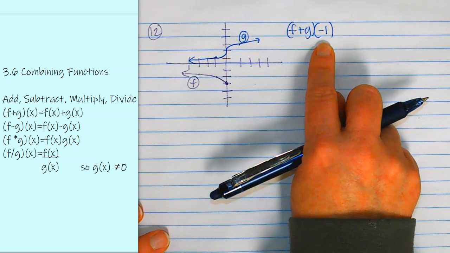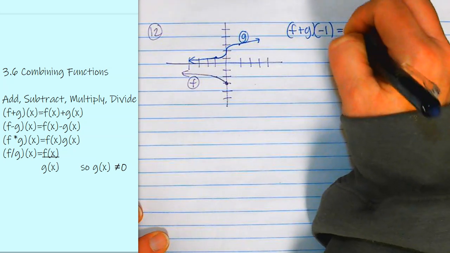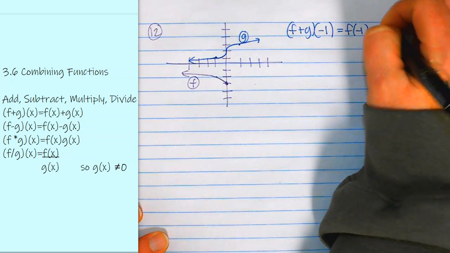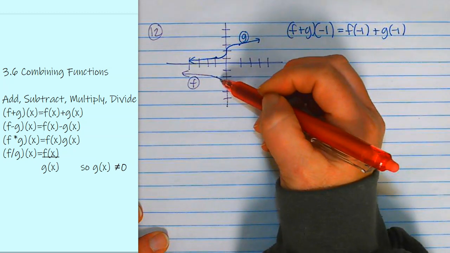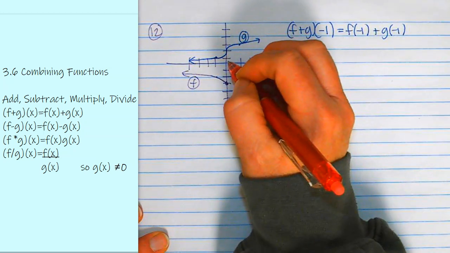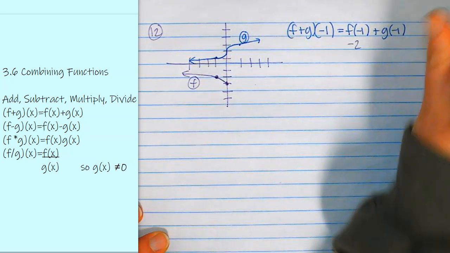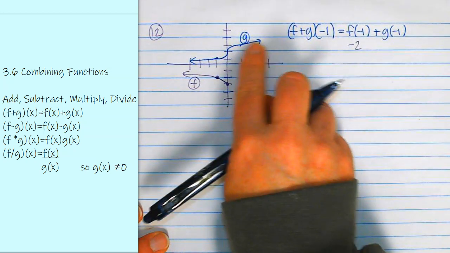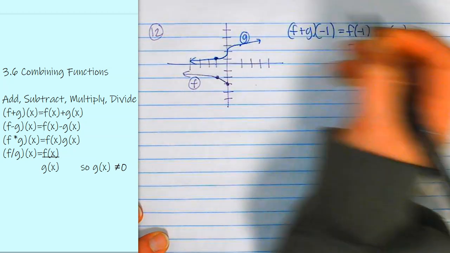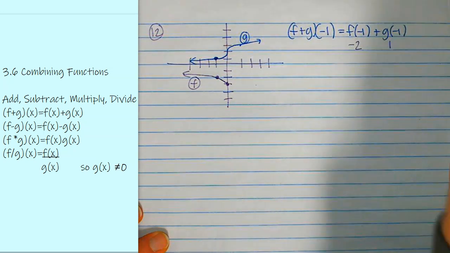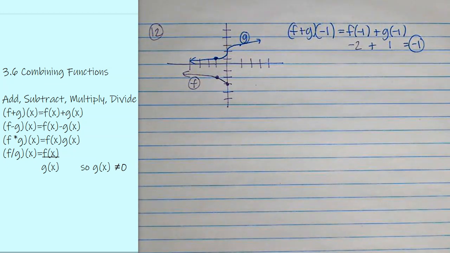So for number 12, we have to add them together. That means f of -1 plus g of -1. F of -1 is look at the purple graph and find -1. So at -1, this function is at -2. Then you go to g, you look at the picture that's labeled g and find -1. That's here, and go up to the blue graph and it's 1. So what do we have? We have -2 plus 1 is -1.